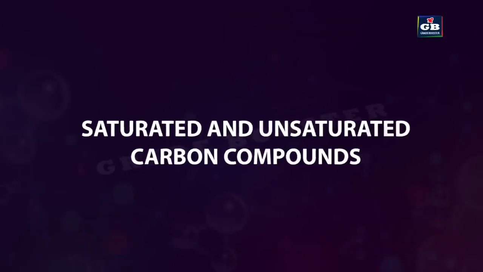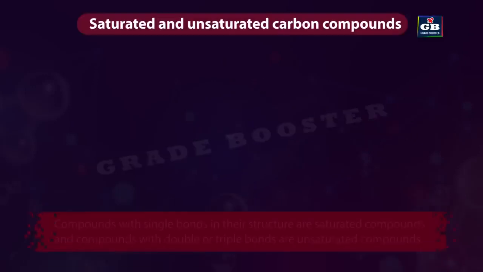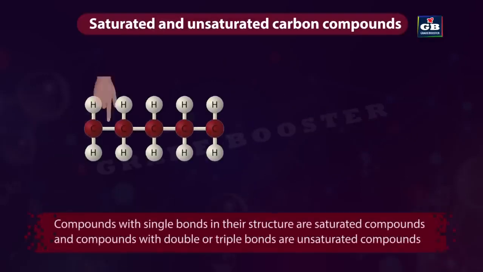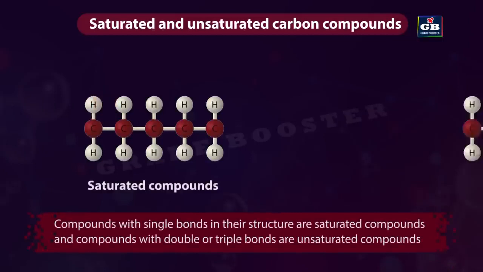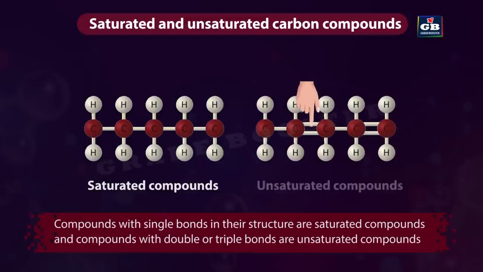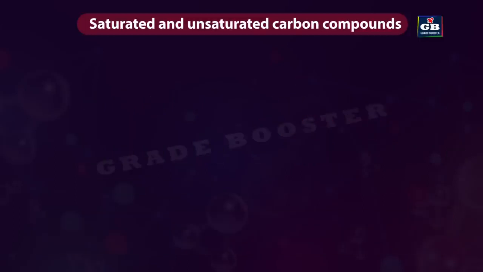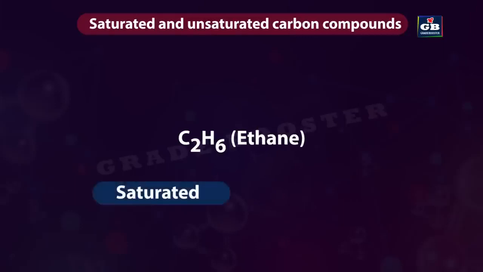Saturated and unsaturated carbon compounds. We already learned that compounds with single bonds in their structure are saturated compounds, and compounds with double or triple bonds are unsaturated compounds. C2H6, ethane, is it saturated or unsaturated?